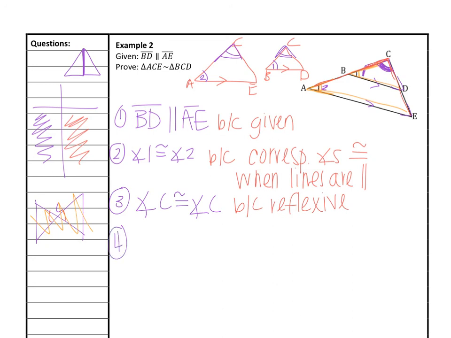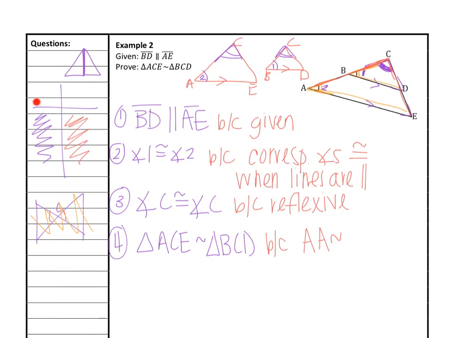Okay, step number 4. Right now we have 2 pairs of angles that are congruent. 2 pairs of angles is enough to prove your triangles are similar. Triangle ACE, similar to triangle BCD, and my reason is because of AA similarity. Again, if you are doing a T-chart proof, this stuff in purple would be on your left in the statement section. This stuff in red would be on your right in your reason section.